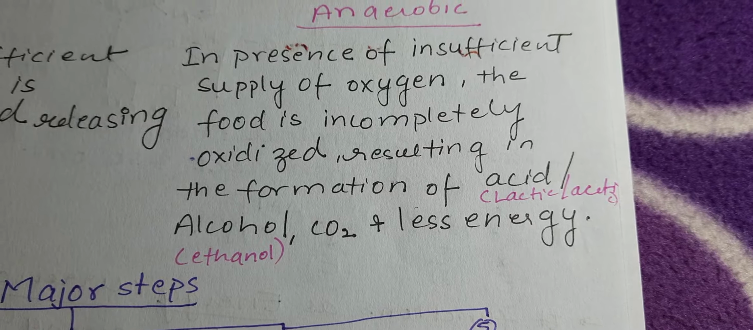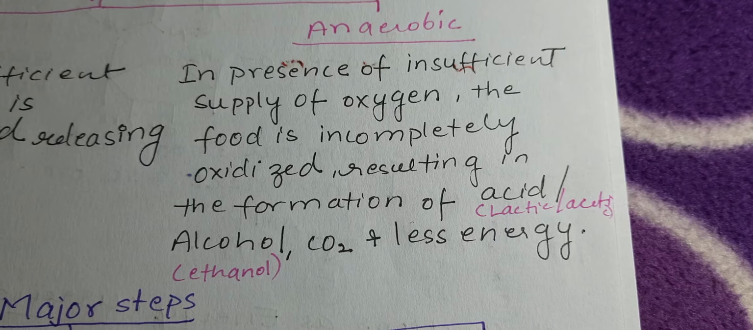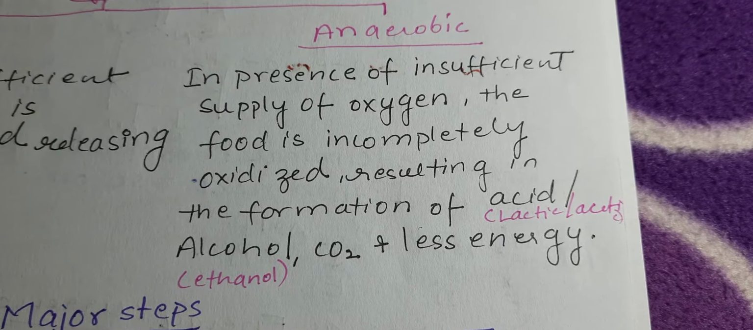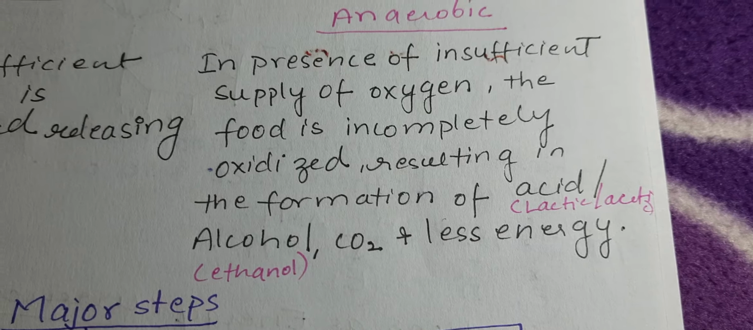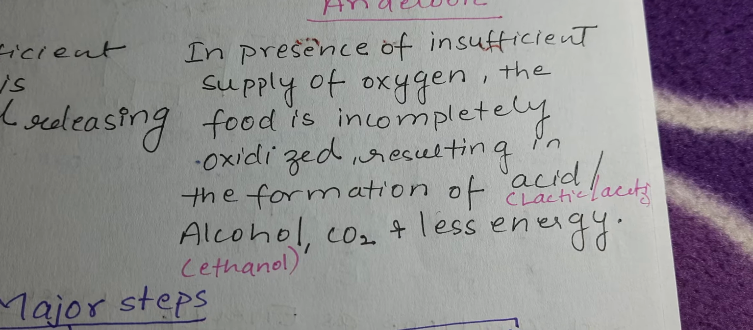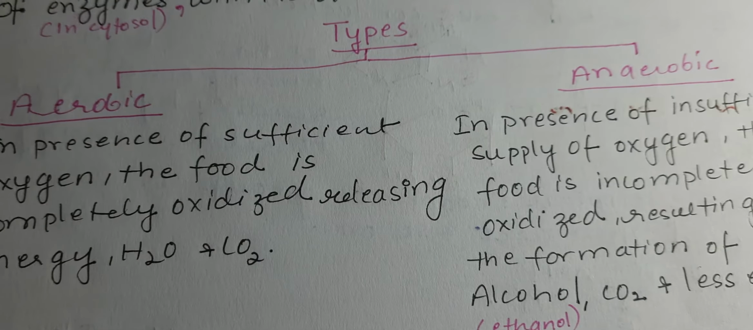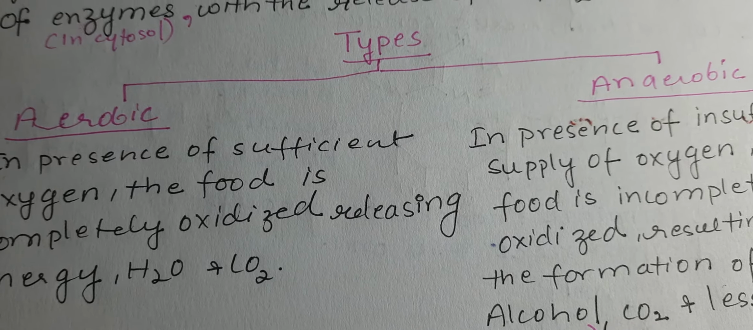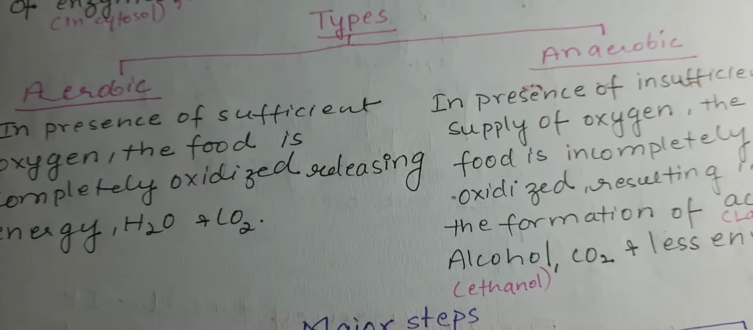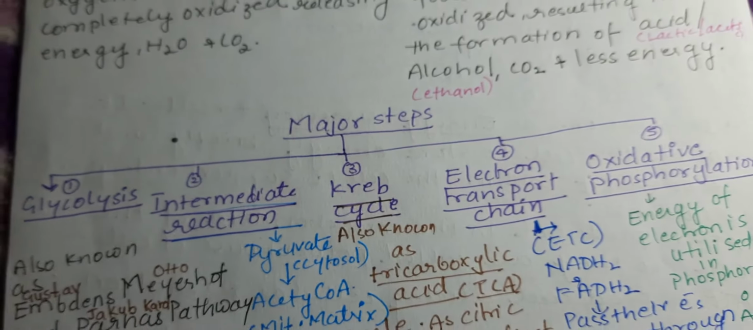Lactic acid is formed especially in the muscles of humans, and acetic acid in fungi and certain bacteria. Alcohol is also produced. Any of these is produced along with carbon dioxide and energy. This energy will be less as compared to aerobic respiration. So we'll be rediscussing anaerobic and aerobic respiration. Let's first discuss what the major steps during respiration are.